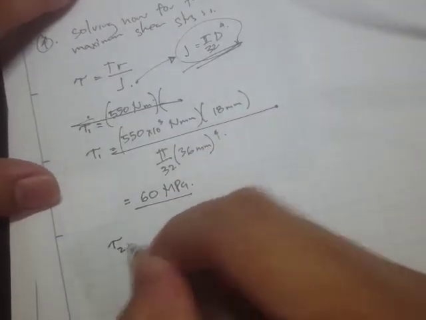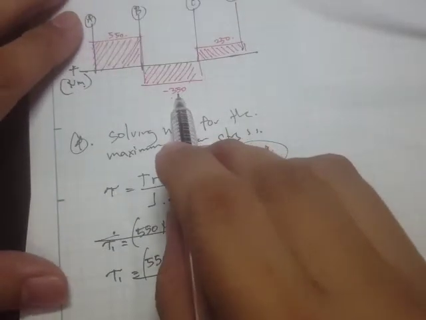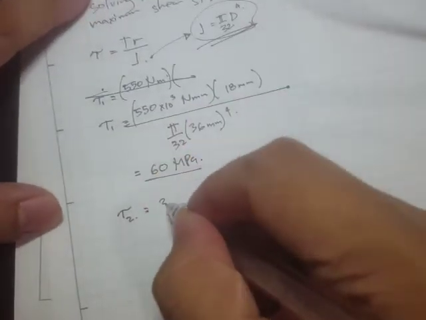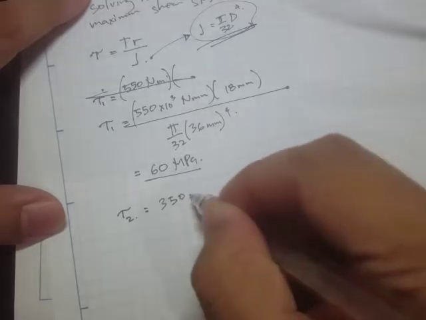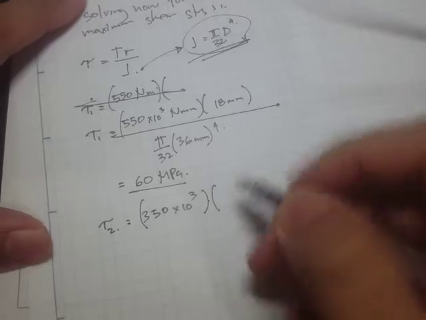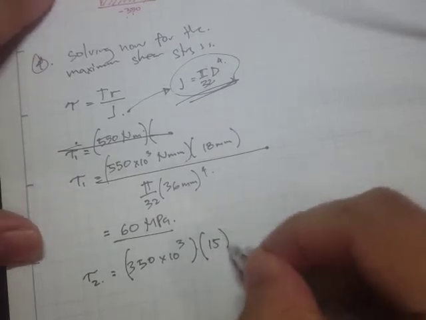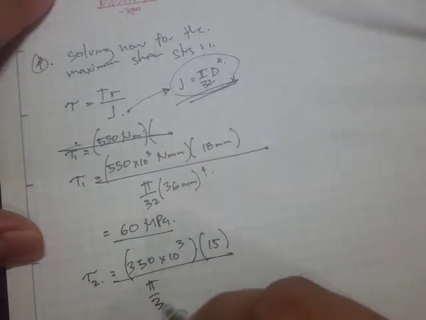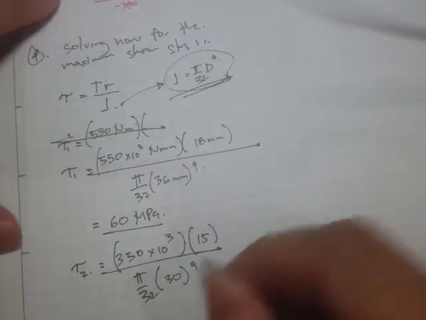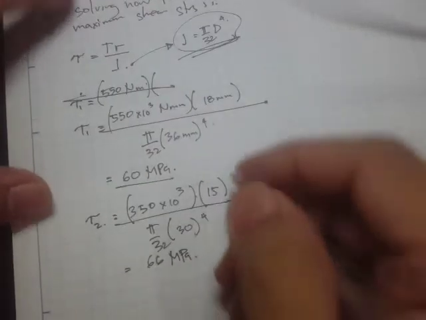And for the shear stress at segment number 2, this is 350, right? So this is 350 times 10 to the 3, and we have the same units, times the value of radius, so 30 divided by 2, this is 15, divided by pi over 32 times the diameter, 30 raised to 4, and what we get here is 66 megapascals.